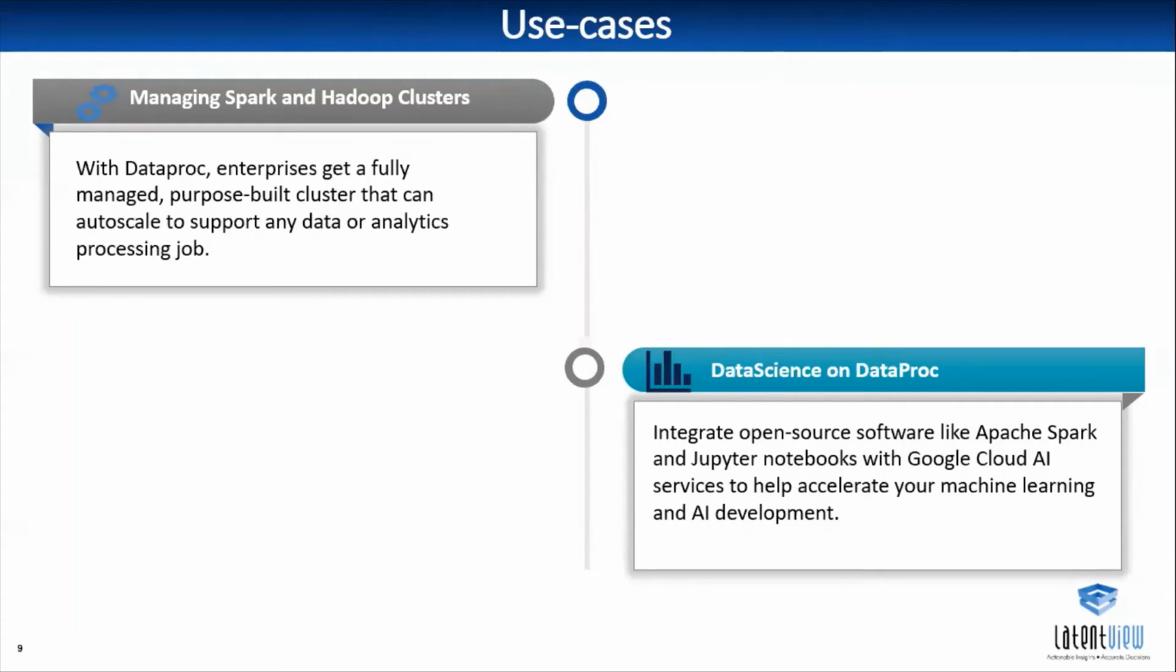So let's get started. The two major use cases of Dataproc: the first one is moving our Hadoop and Spark clusters to the cloud. Enterprises are migrating their existing on-premises Apache Hadoop and Spark clusters over to Dataproc. If you look at it, there are 2 major reasons for this to happen. The first one is managing cost.